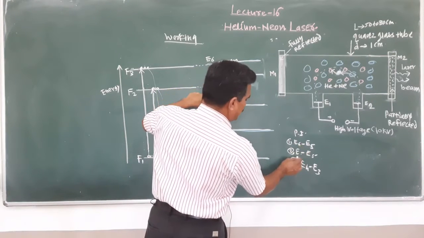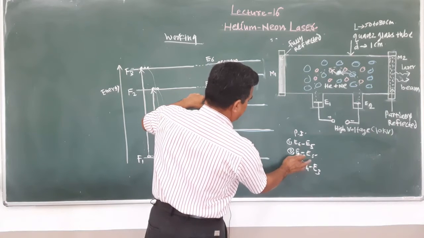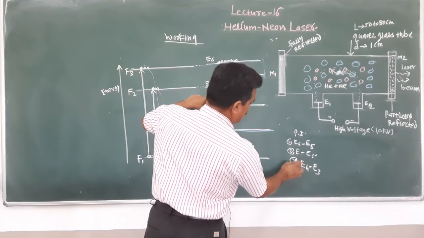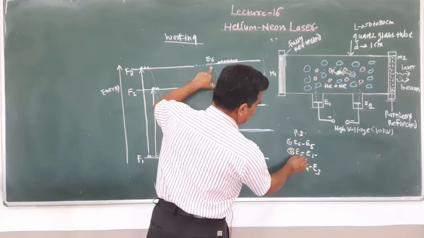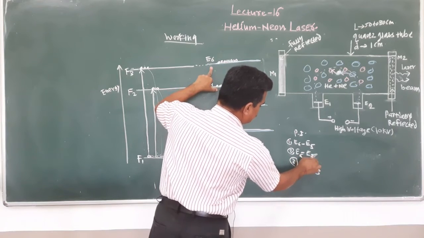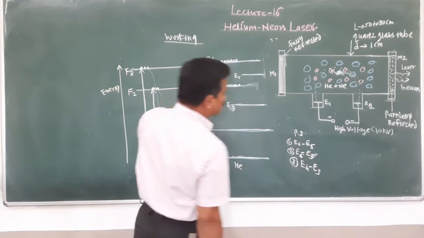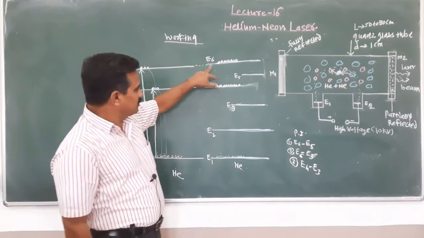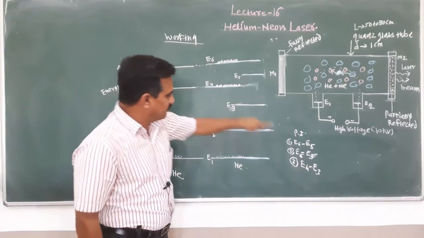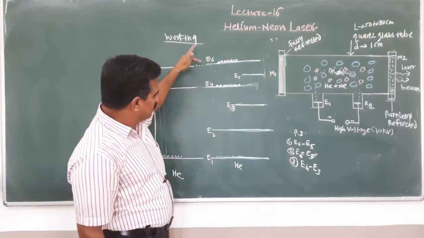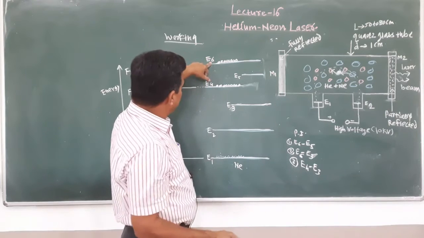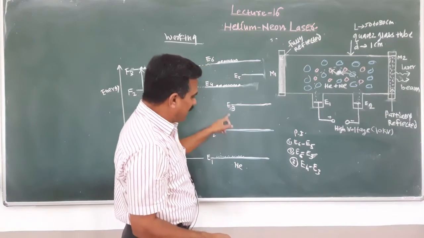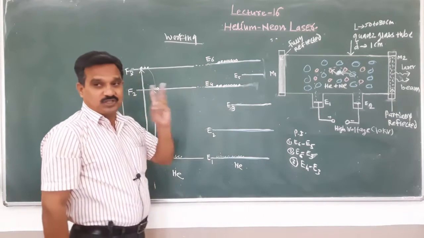So it is E6 and E5, E4 and E3, and E6 and E3. Sorry, population inversion occurs between E6 and E5, population inversion occurs between E6 and E3, and population inversion occurs between E4 and E3. This means three population inversions occur.